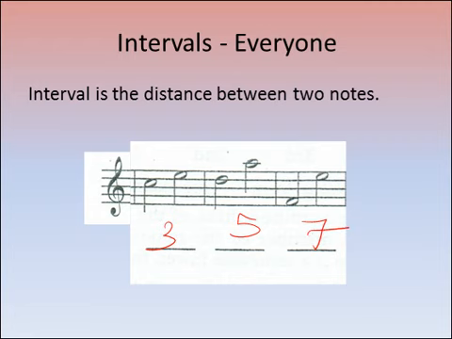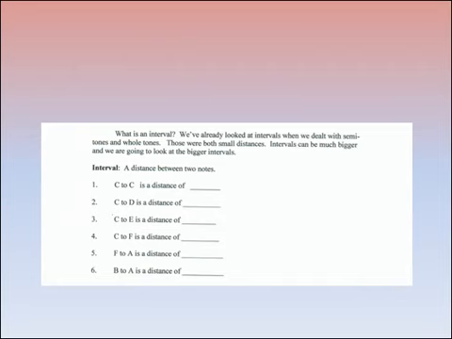All right, if you're not sure about that, we're going to go through it in just a sec. Because what is an interval? Like I said, we've already dealt with them, semitones and whole tones. Those are very small distances. We're going to be looking at bigger ones. So if we went from a low C to a high C, that is actually the distance of 8, an octave.